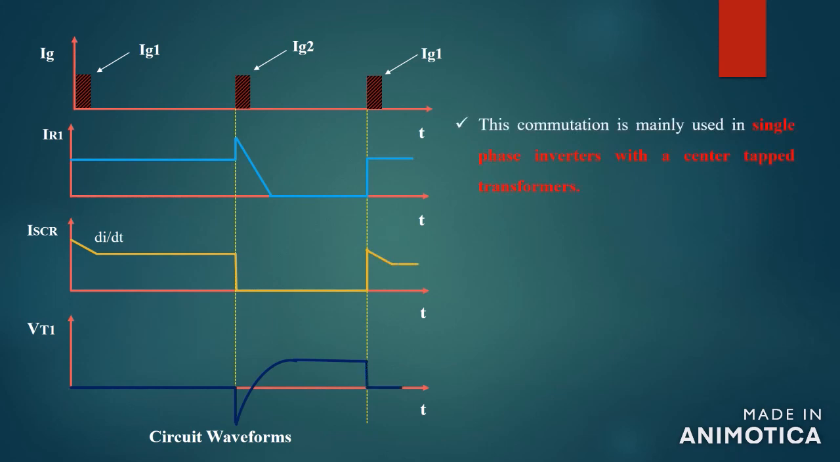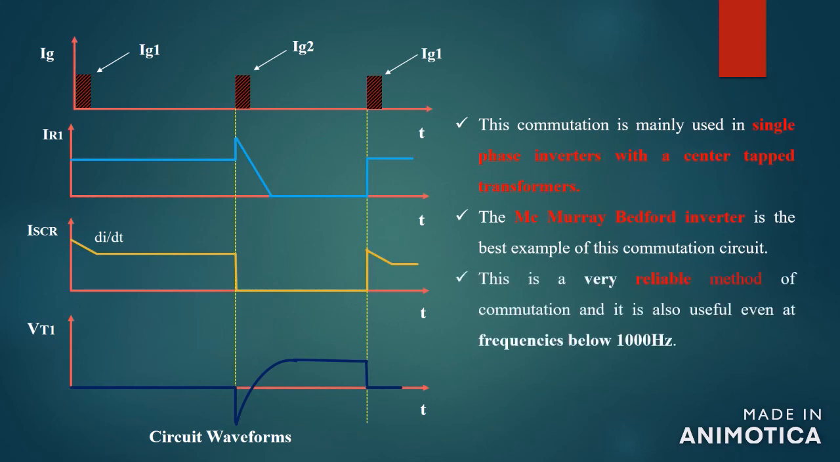So this commutation is mainly used in single phase inverters with center tapped transformers, and one of the best examples is the McMurray-Bedford inverter. And this class C commutation is very reliable, and it is useful even at frequencies below 1000 Hz.